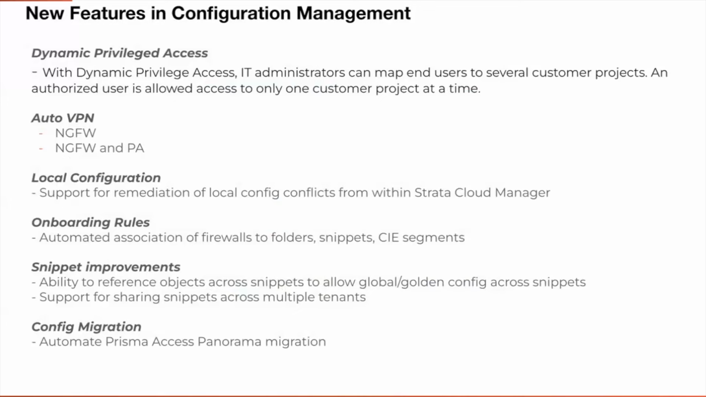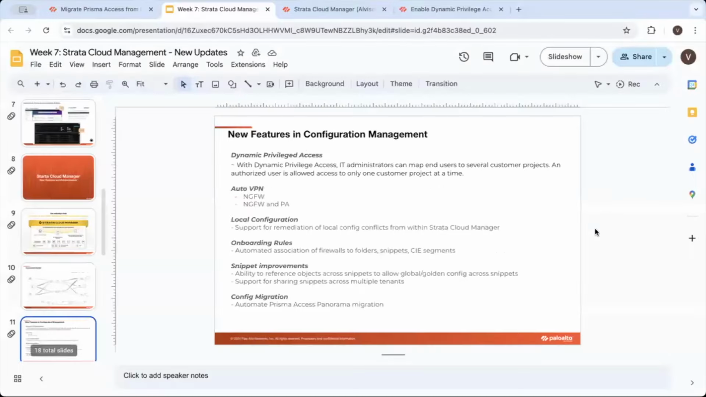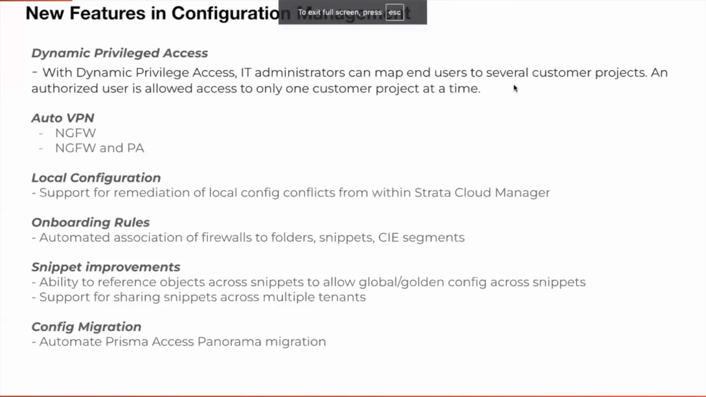Once the slides are shared, I'll put the admin document links as well, so that you can read about and get familiar with dynamic privilege access. The other one is AutoVPN. Let me quickly go through AutoVPN, and then I'll come back and show in the UI how the AutoVPN feature has been built.